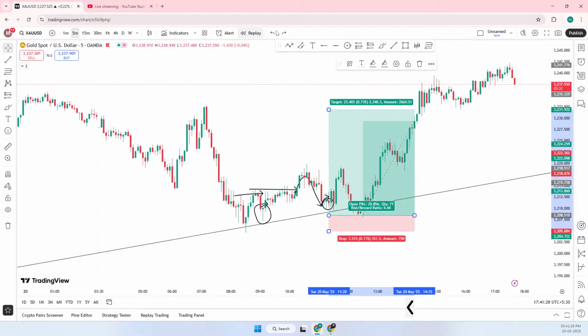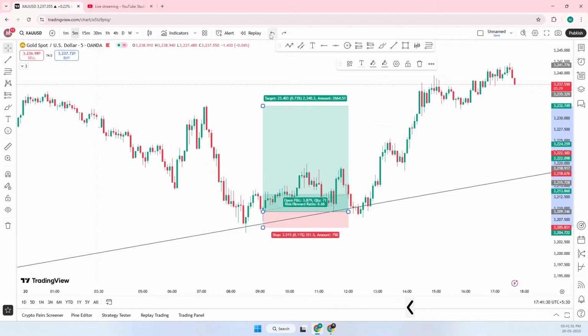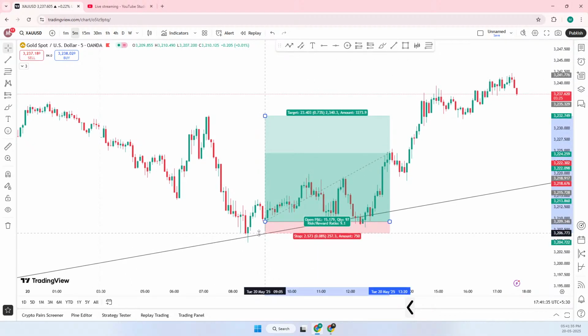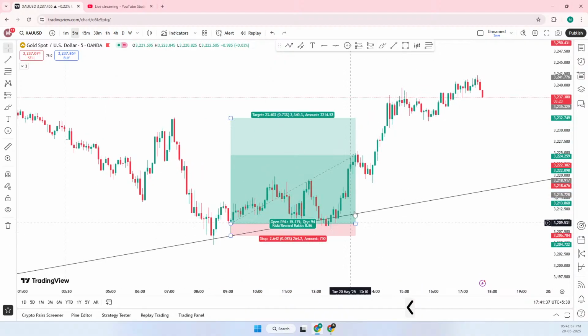The reason why I kept SL, let's just move this trade here. See, this was my trade, right? See, here this was the SL. Are you getting my point? This was the SL here, right? So it didn't hit it, right? You get multiple time entry here.